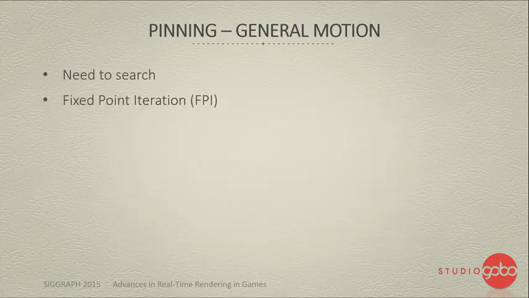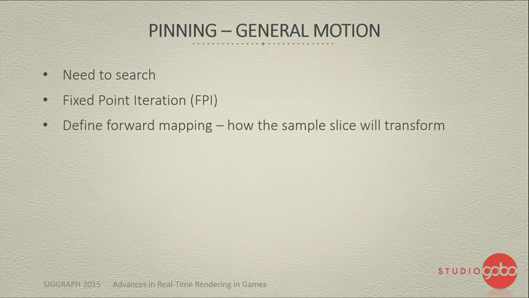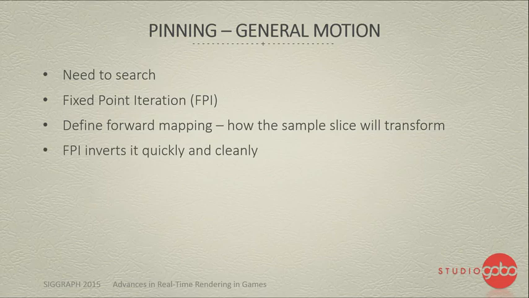So we use fixed-point iteration to solve this. It's an iterative technique, just like the Newton method. It only requires that you define a forward mapping, which means how the sample slice that I currently have will move with the camera over the next frame. And then you just plug it into fixed-point iteration, and it just inverts your mapping. We wrote an entire paper about using fixed-point iteration for these kinds of tasks, so you can see the references for that.